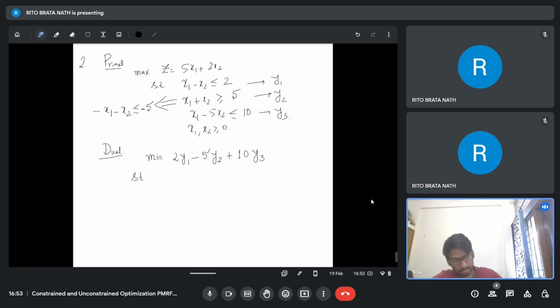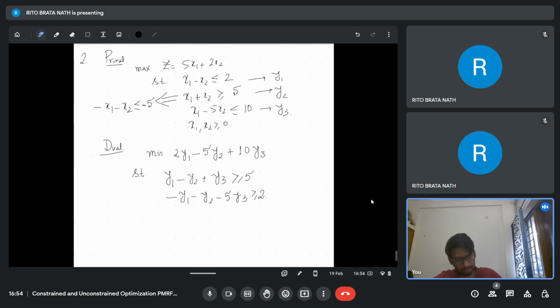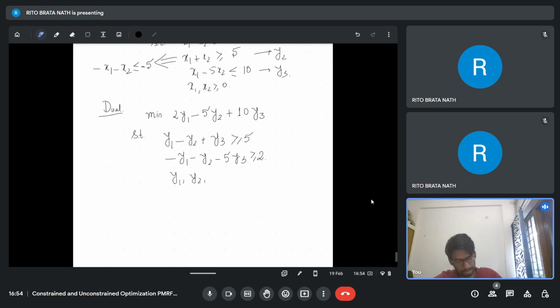Now subject to very similar things. That's y1, but here you have to pick minus y2 plus y3, and that should be greater than or equal to 5. The next one will be minus y1 minus y2 minus 5y3, greater than or equal to 2. Since all of those were less than or equal to type constraints, these are non-negative. You can also work with this variable and even solve the dual problem directly. That's mainly the idea behind it.